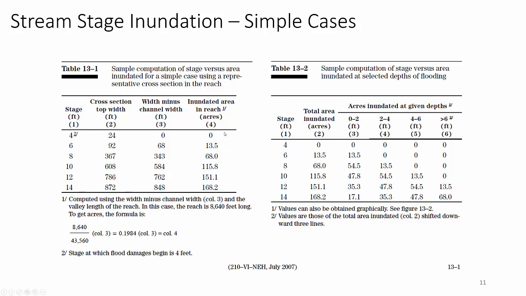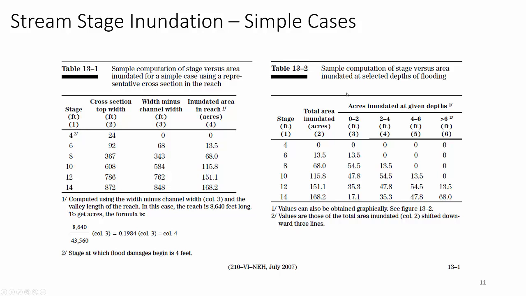The inundated area in reach, that's the length times the width of the out-of-channel area. That's pretty straightforward. So the length of the section, and so the reach is 8,640 feet long. And so we know that divided by how many feet are in an acre, and we multiply that times this channel width, and we get how many acres are inundated. Pretty straightforward. This is just the area converted to acres of the out-of-bank channel.